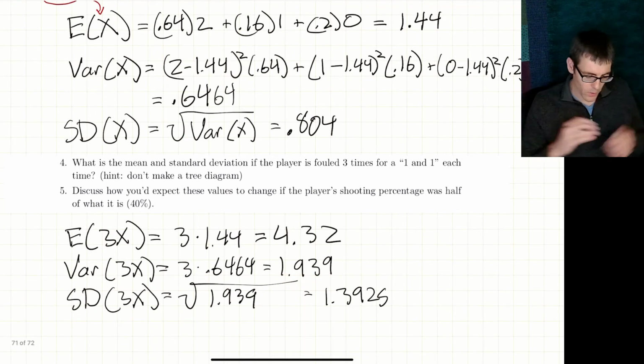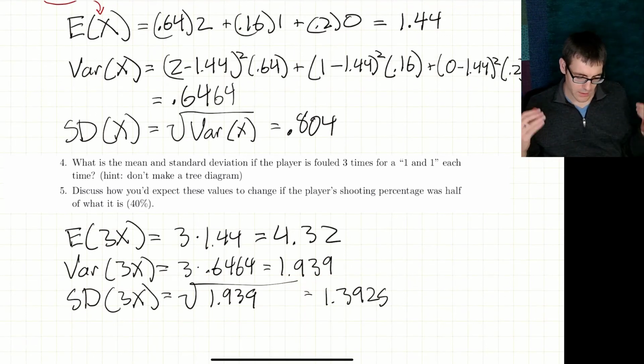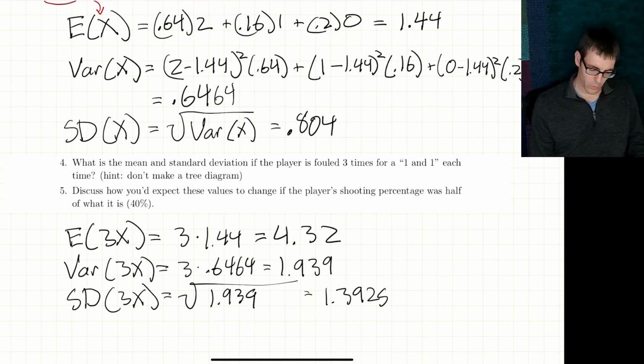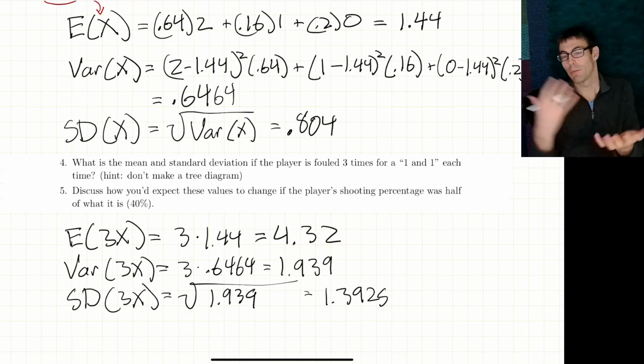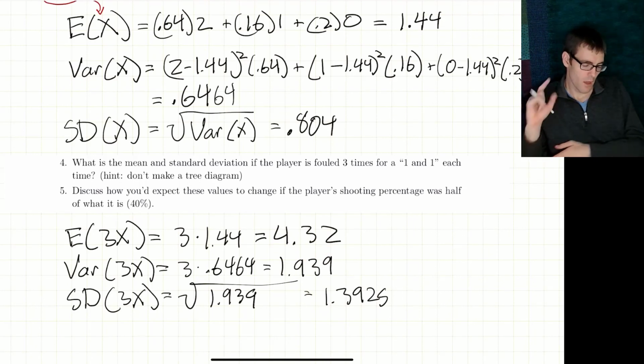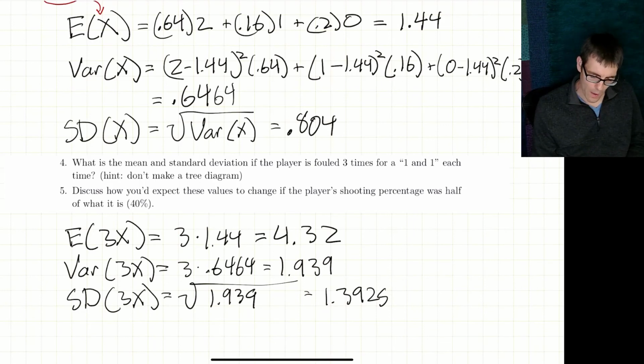Cool. The last question here was, discuss how you expect these values to change if a player's shooting percentage decreased. Well, so naturally, we would expect the expected value to decrease, right? If their shooting percentage is lower, we expect on average them to make fewer shots. But one thing I want to point out is that while the expected value is probably going to decrease if we go from shooting 80% to 40%, the variance and the standard deviation might actually increase.